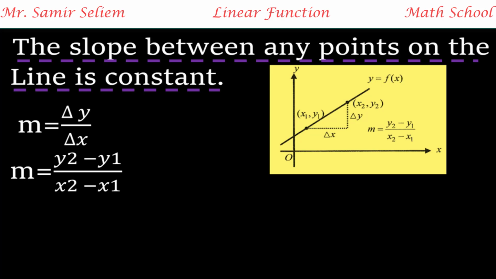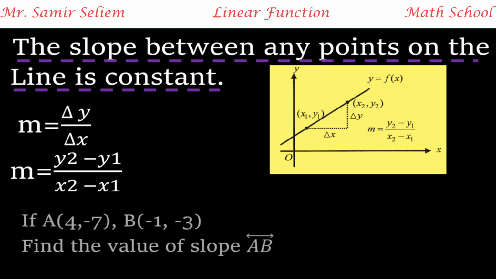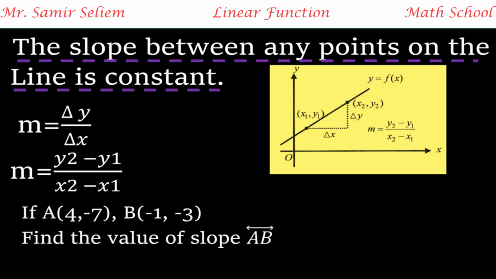Let's have an example. If A equals (4, 7) and B is (negative 1, negative 3), these are the 2 points. Find the value of the slope of AB, the straight line of the graph. We will just apply the rule. Look here, guys. The first point is x sub 1, y sub 1, and the second point is x sub 2, y sub 2.